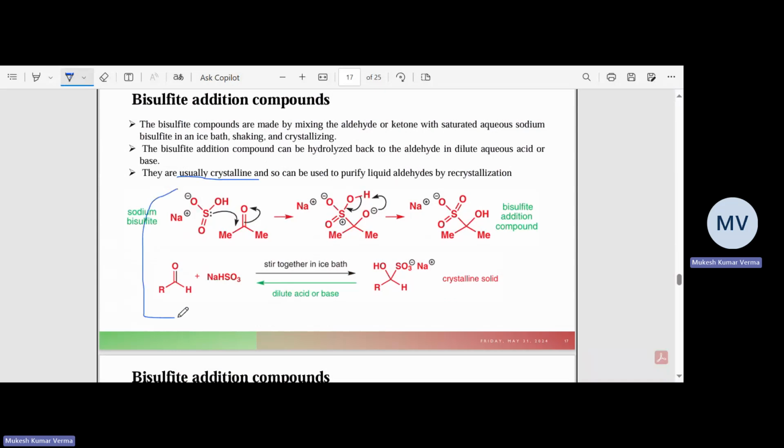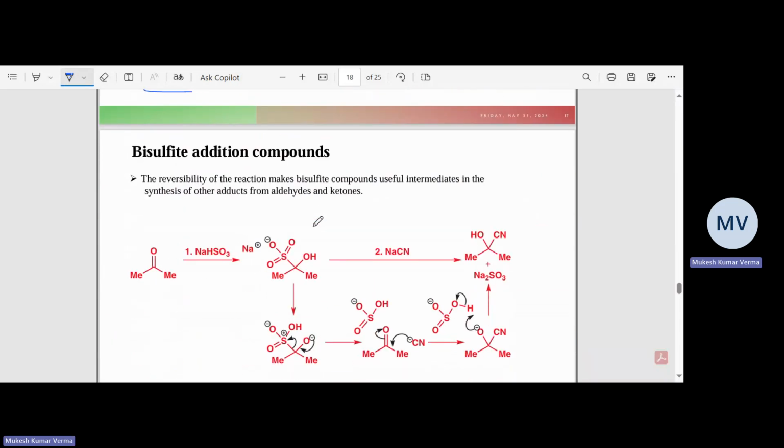We can see the reaction in this case. We have a ketone and there is an attack of the bisulfite. The sulfur electron pair attacks the carbonyl carbon to form this type of intermediate. Then there is a proton transfer from oxygen to oxygen to form the bisulfite addition product. In the second reaction, we can see that there is equilibrium, and it can easily be converted by dilute acid or base to the corresponding aldehyde or ketone. These are very important reactions. The reversibility of the reaction makes the bisulfite compound a useful intermediate in the synthesis of some other aldehydes and ketones.